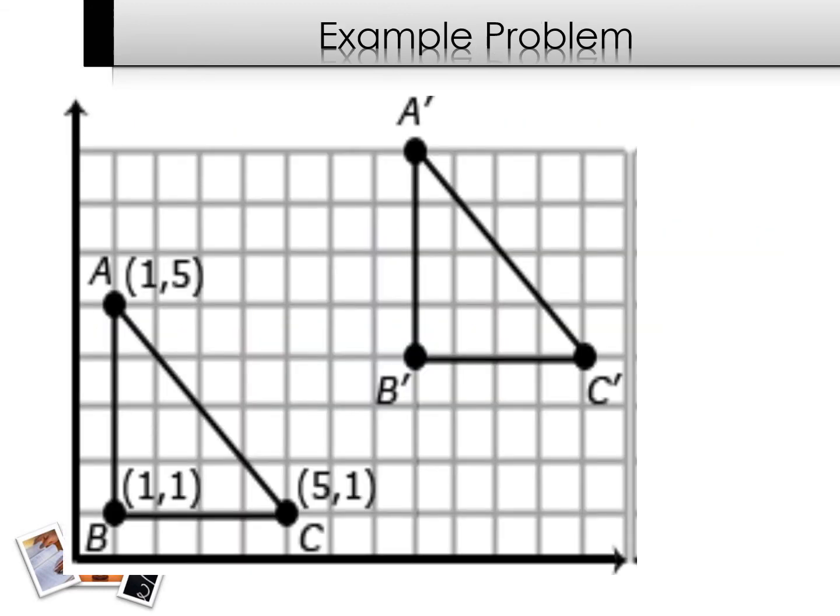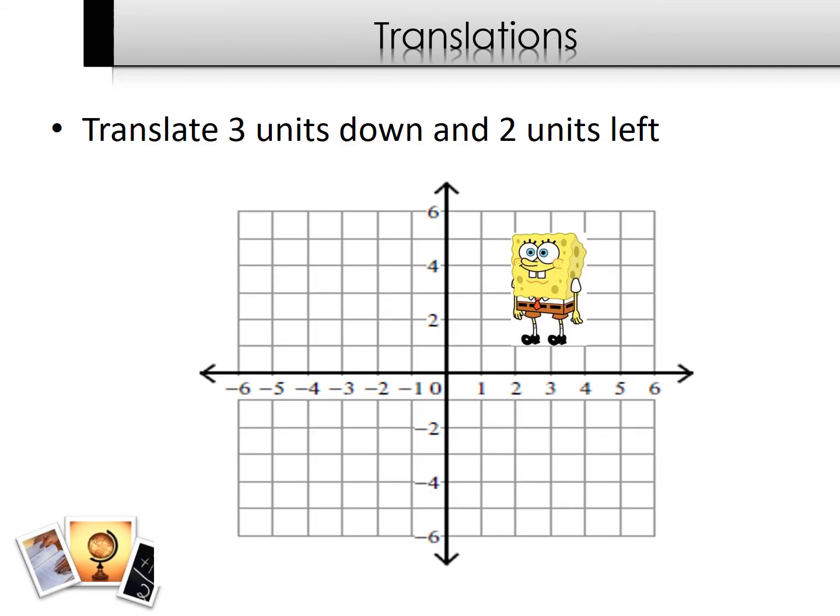So here's an example. We've got our original image at (1, 5), (1, 1), and (5, 1), and we're translating. We're sliding it over. We're sliding it 7 units to the right and 3 units up. So, for example, we have SpongeBob here, and if we want to translate SpongeBob 3 units down, 2 units to the left, right? We've moved over 2. We were sitting on the 2 line. Now we're sitting on the y-axis and down 3 units.